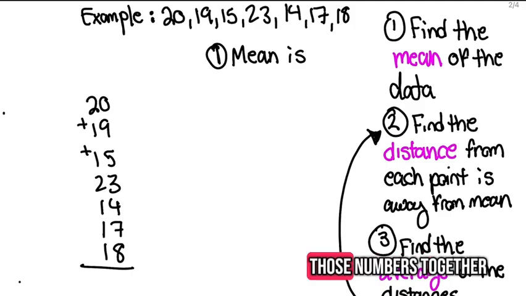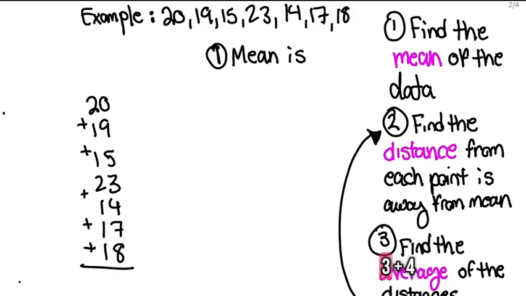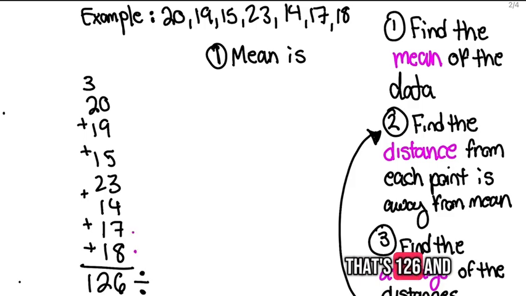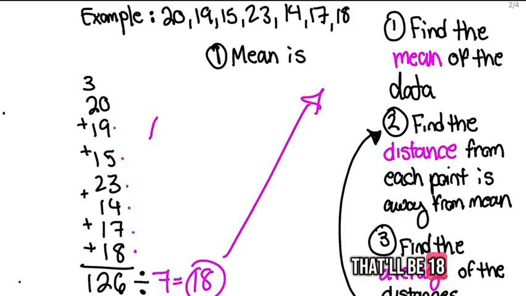I'm going to have to add all those numbers together, which will take a little bit, so I'll work it out. Add up my ones place: 0 plus 9 plus 5 plus 3 plus 4 plus 7 plus 8 is 36. Now I'm going to add up my tens place: 3 plus 2 plus 1 plus 2 plus 1 plus 1 plus 1. That's 126. And I'm going to divide it by 7 because that's how many numbers I had. So 126 divided by 7 is 18. And that's going to be my mean.